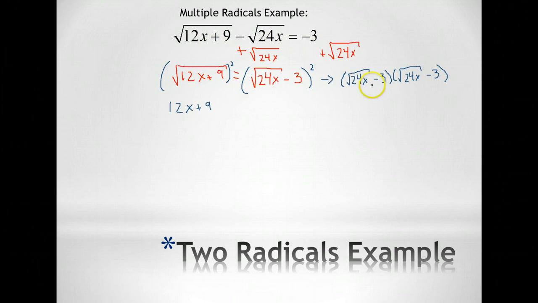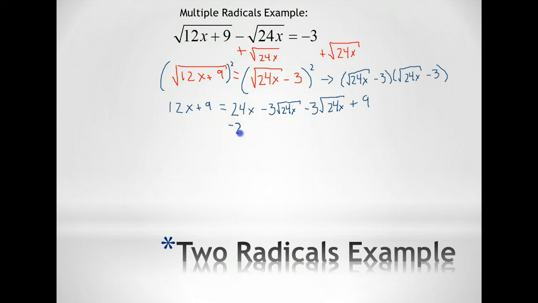So I have the square root of 24x minus 3 times the square root of 24x minus 3. Now remember, when I multiply radicals together, if they're exactly the same, the two radicals cancel out, so I get 24x minus 3 times the square root of 24x, that's the outside, minus 3 times the square root of 24x, that's the inside, plus 9. Okay, so now I want to get my radical all by itself again.